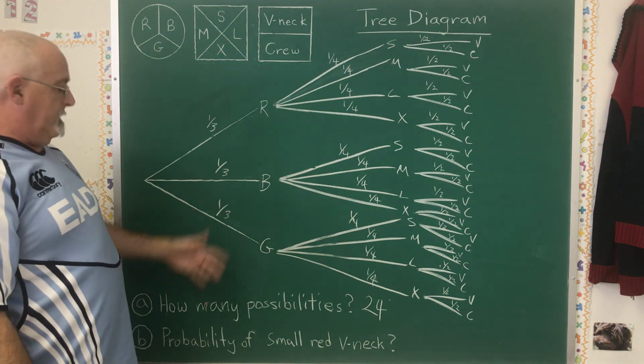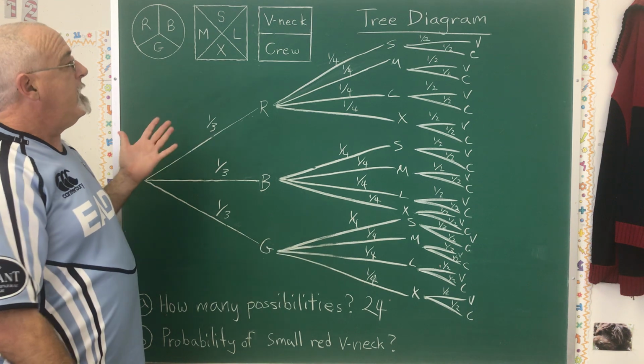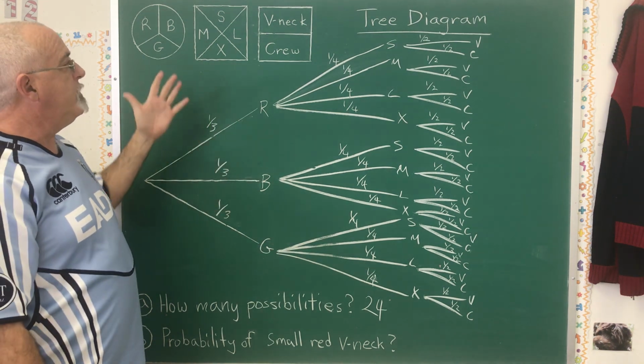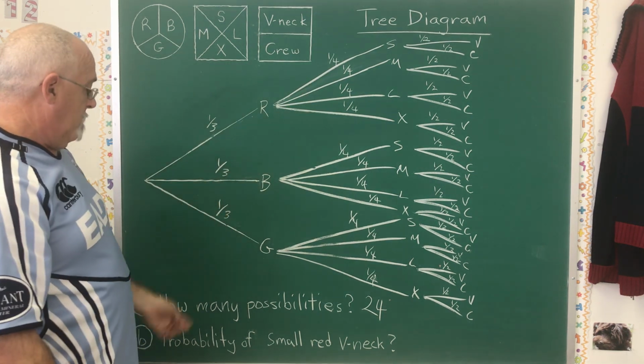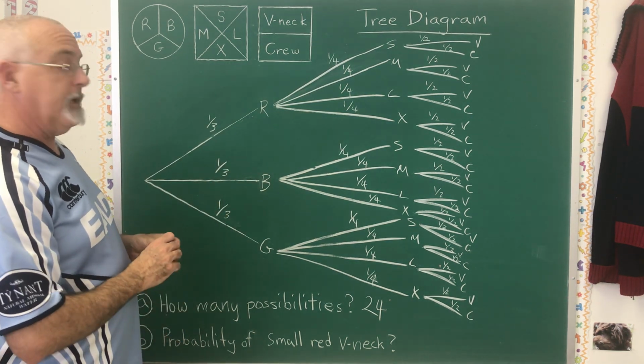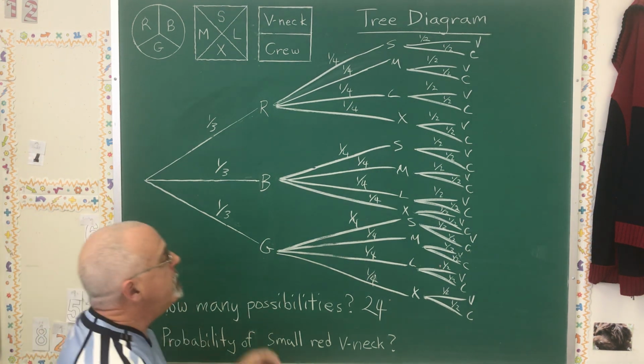And now a more detailed question. What is the probability of getting a small red V-neck? Well, if we're choosing at random with these fractions applied, the way of getting that probability is, again, much easier to answer after doing all the work of making the tree diagram.